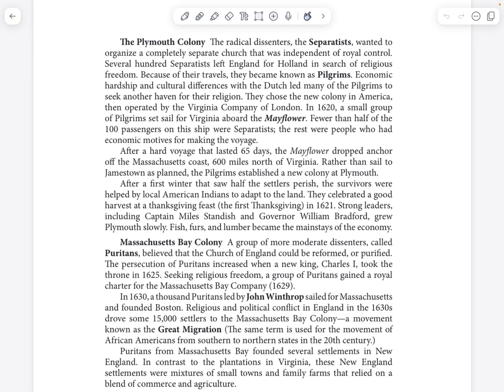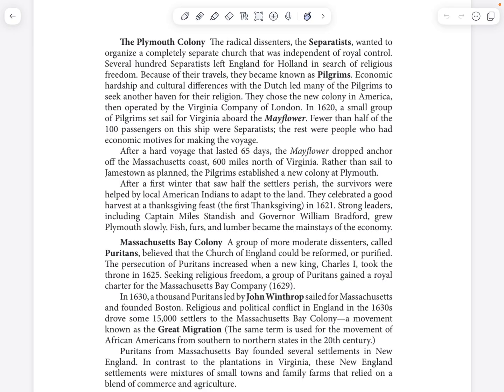Fewer than half of the 100 passengers on this ship were separatists. The rest were people who had economic motives for making this voyage. After a hard voyage that lasted 65 days, the Mayflower dropped anchor off the Massachusetts coast, 600 miles north of Virginia. Rather than sail to Jamestown as planned, the Pilgrims established a new colony at Plymouth.